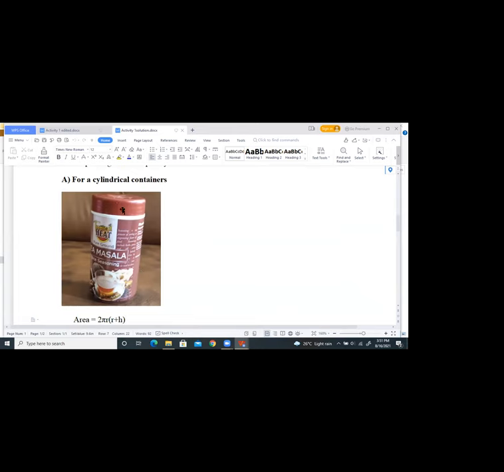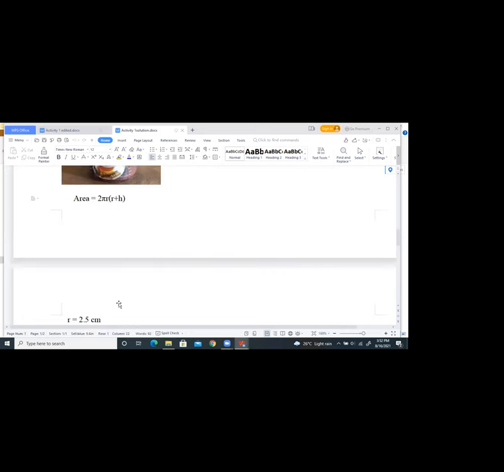This one is in cylindrical form. You see, it is uniform. It is a uniform container. I think all of you can see it from top to bottom. It is in cylindrical form. Therefore, I can find its area very easily using this formula here.